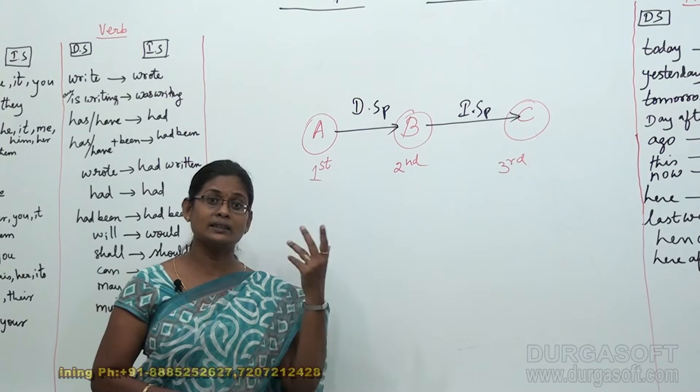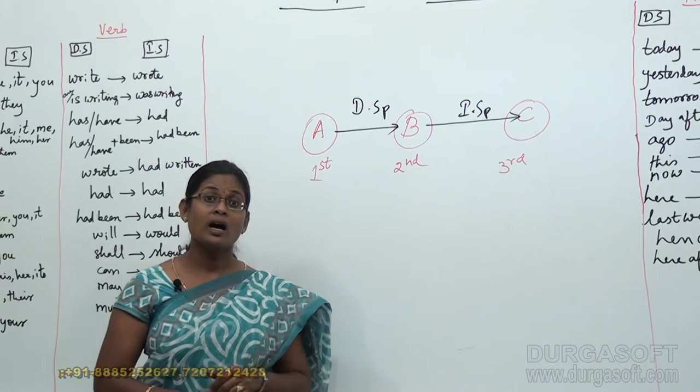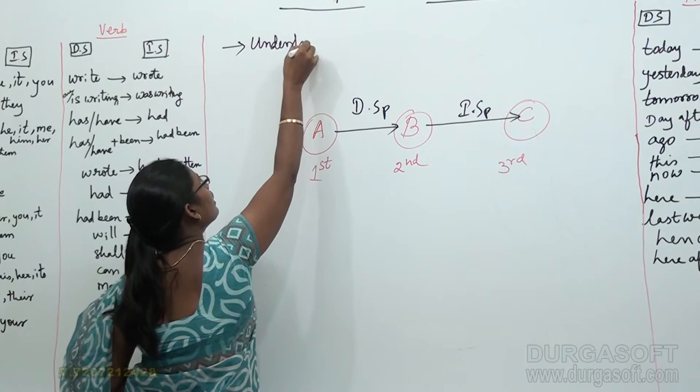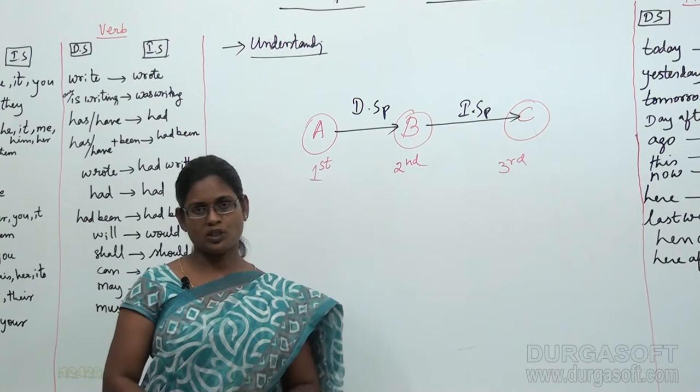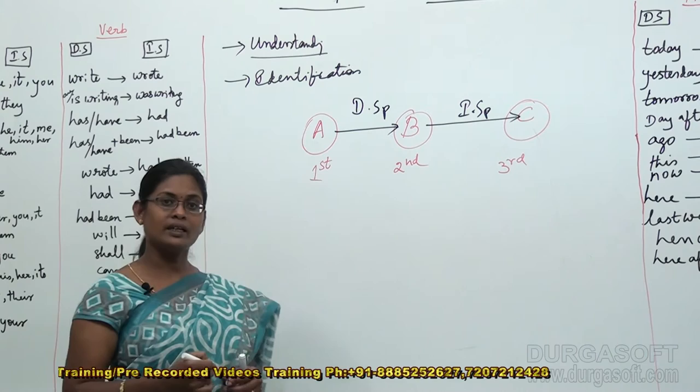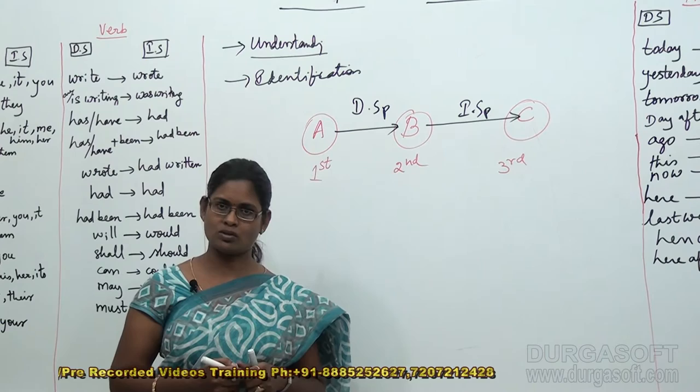The next challenging area is identification. So what is our first challenging area with direct and indirect speeches? Understanding the meaning of direct and indirect speech. Secondly, identification of the direct and indirect speeches. How do you identify a direct and indirect speech? Okay, let me take an example for you.